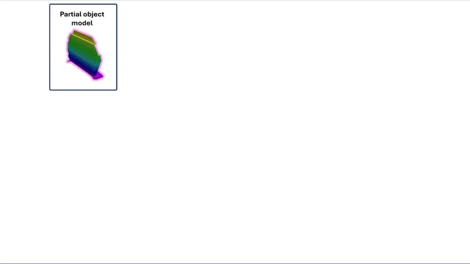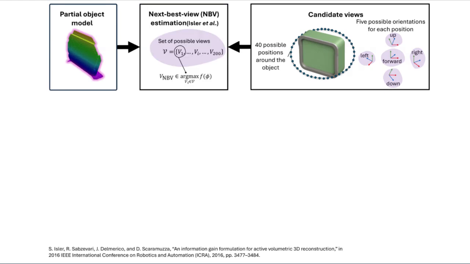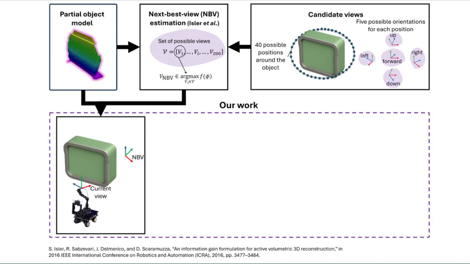Given the partial object model and the view candidates generated on a cylinder around it, we use an existing algorithm to estimate the next best view. Our work focuses on how the robot should move between next best views to maximize object coverage.